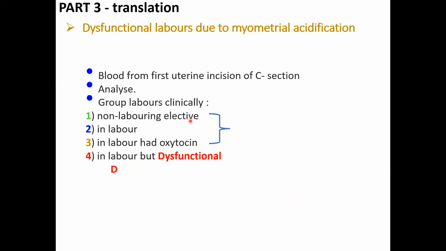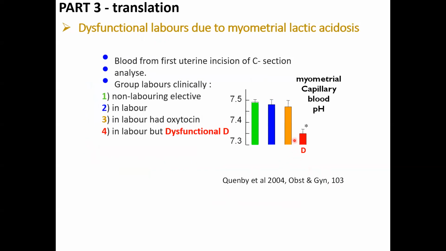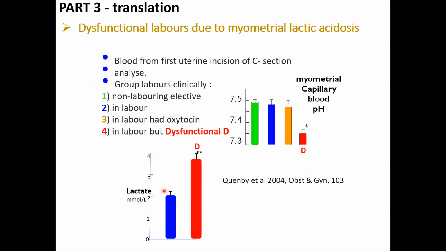So these first 3 groups had very similar myometrial capillary blood. However, the women labouring dysfunctionally had significantly more acid myometrial capillary blood. What's more, they also had increased lactates. This is a lactic acidosis around those myometrial cells. And this was the first insight into a cause of dysfunctional labour.